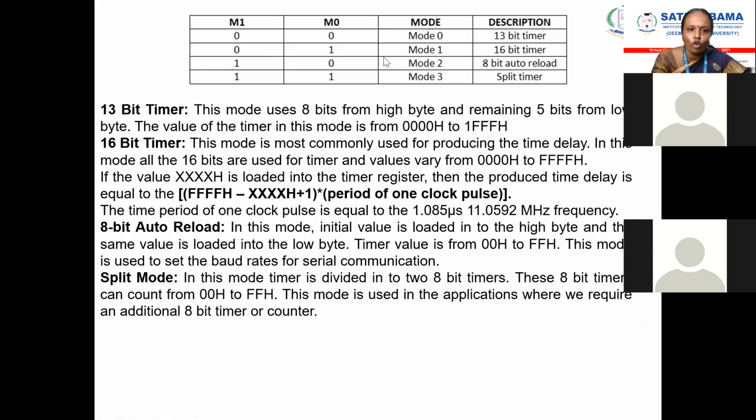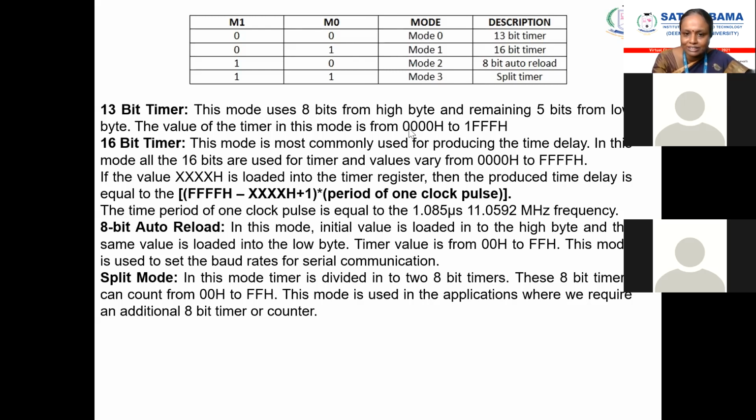Here you have 4 modes of operation: 0, 0, 0, 1, 1, 0, 1, 1. We all know 2 bits give 4 combinations. So mode 0 is a 13-bit timer, mode 1 is a 16-bit timer, mode 2 is 8-bit auto reload, and mode 3 is split timer. Always remember, for creating the time delay we always prefer mode 1. Mode 1 is especially for creating the 16-bit timer in the program.